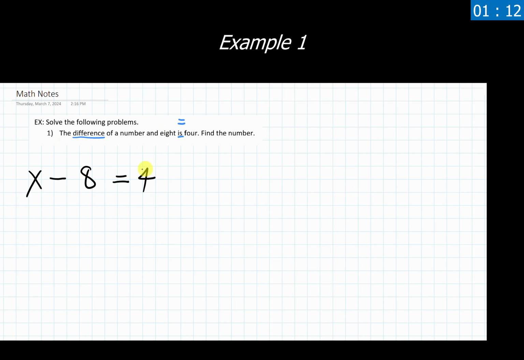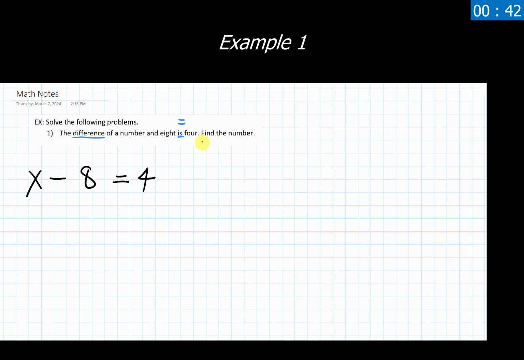So let's check this thing before we actually go through and solve it, because if we have the wrong setup, it doesn't matter what we do, everything else we do afterwards is going to give us a wrong answer. So the difference of a number and 8, okay, so that number minus 8, that's the difference between those. Okay, that looks good. Is 4. Should be equaling 4. Okay, that looks good also. Find the numbers. We're trying to find out what this number is over here. So this all looks great in terms of our setup.